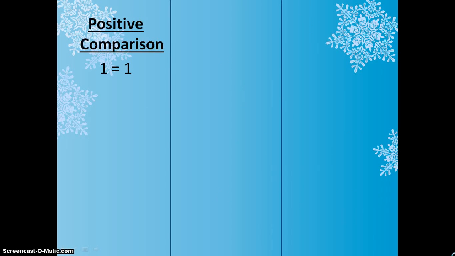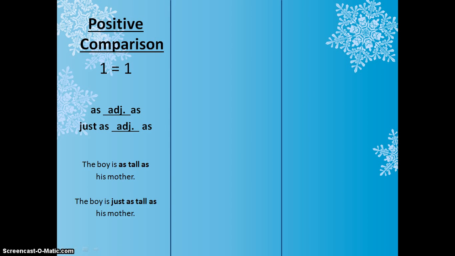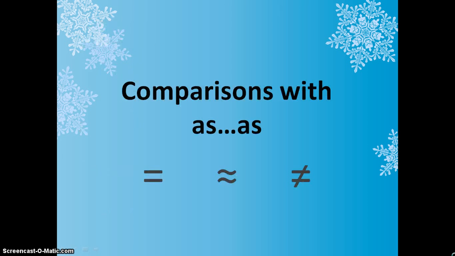So let's make a chart to help us remember. Here's our positive comparison. We know this form already. And here's our new one, just. Here's our sentence from earlier. The boy is as tall as his mother. And here's the new one. The boy is just as tall as his mother. Let's move on to the next math symbol, the almost equal sign.